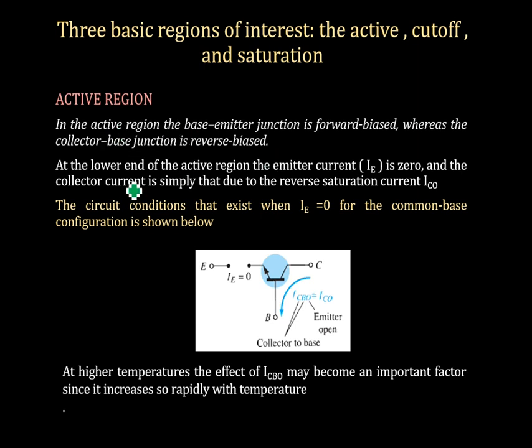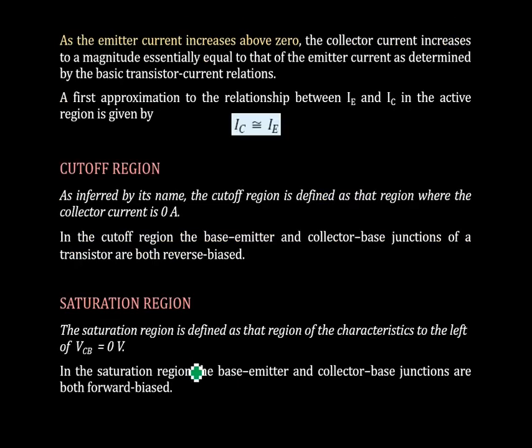Now this is the discussion on the different regions of operation. In the active region, at the lower end of the active region, the emitter current is 0 and the collector current is simply that due to reverse saturation current. This figure is showing that only when IE equal to 0, the collector current is because of the reverse saturation current, and we are calling this current ICBO in common base configuration because this is the current flowing from collector to base with emitter open. This is for common base. You call this ICO as ICBO. And this will be affected by higher temperatures, because this reverse saturation current is dependent upon the temperature of operation of the transistor. So at higher temperature, it may increase and it may become significant.